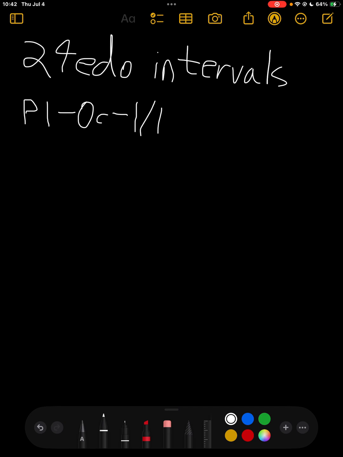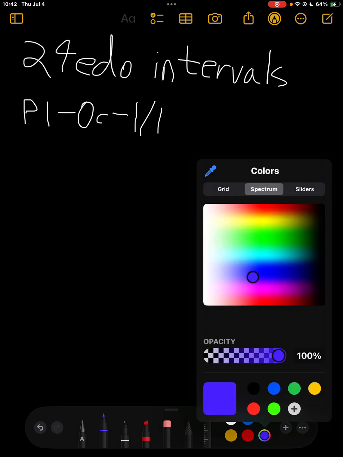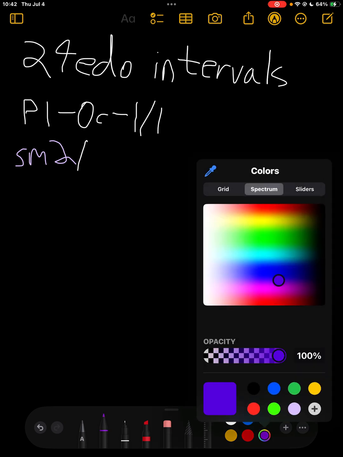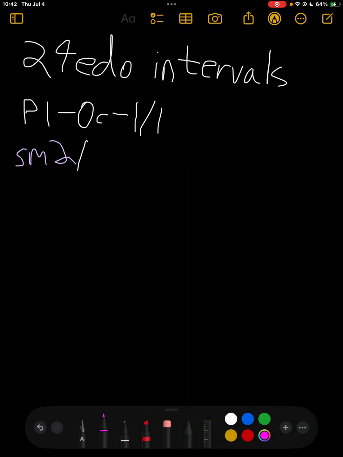The next interval is a very dissonant interval. Yes, I've played it before. I'm actually going to use this for sub minor. So, the next interval is the sub minor second. It could also be called an augmented unison if you want. Let's use this for augmented, I guess. So, sub minor second, augmented unison. That would be one step of 24 EDO, which is 50 cents.